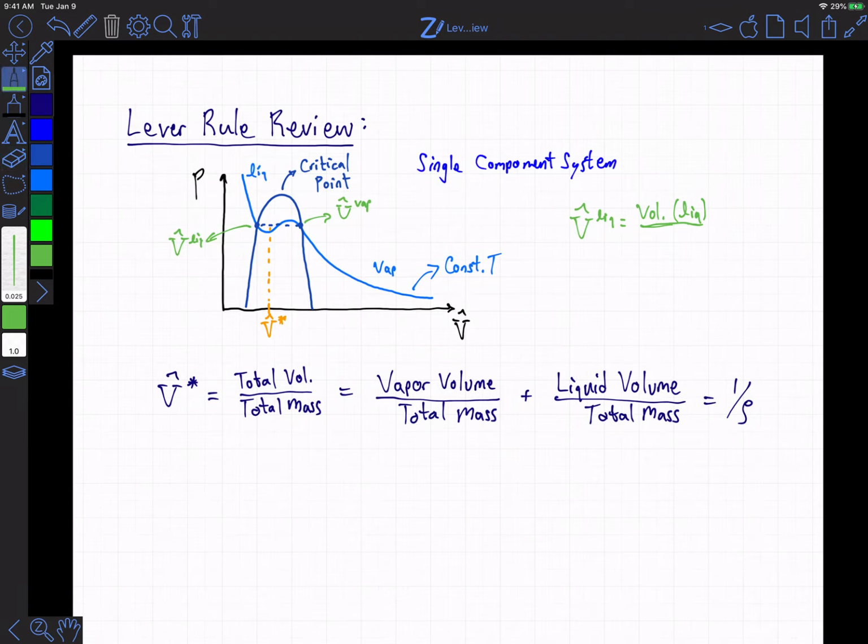All right, so the specific volume of the liquid is the volume of the liquid per mass of liquid. All right, we've got that sorted out there. And we could do the same thing for the specific volume of the vapor. It'd be the volume of the vapor divided by the mass of the vapor.